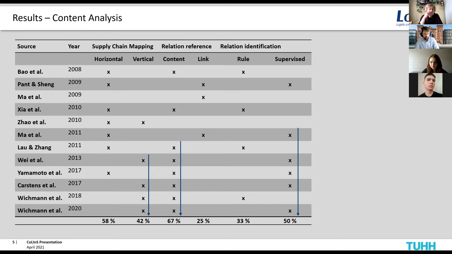Turning to the content, we distinguished between so-called horizontal and vertical mapping approaches. Vertical means supplier-customer; horizontal means, for example, cooperative or competitive relations. We distinguished between approaches which look at the content of the news articles, for example, or the links between these, if there are any links in these messages, and between rule-based and supervised learning approaches in order to identify the relations.